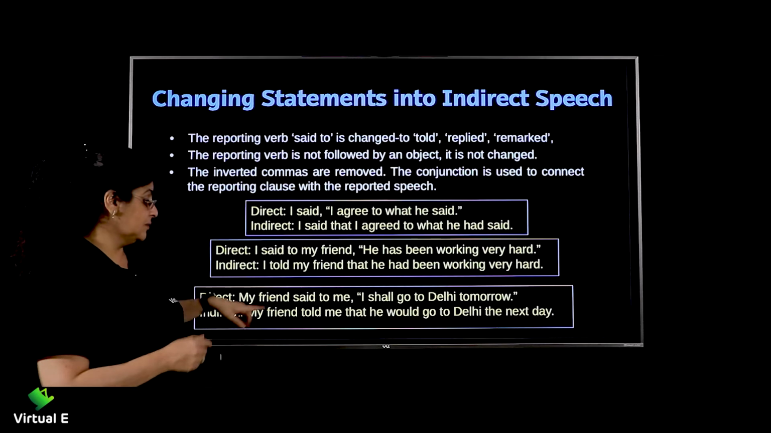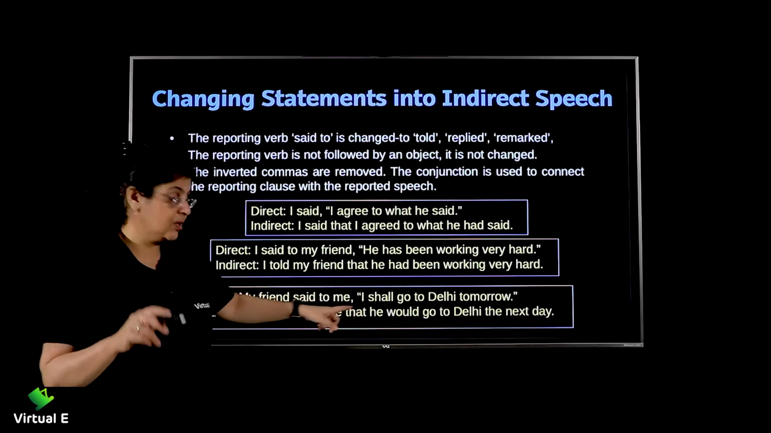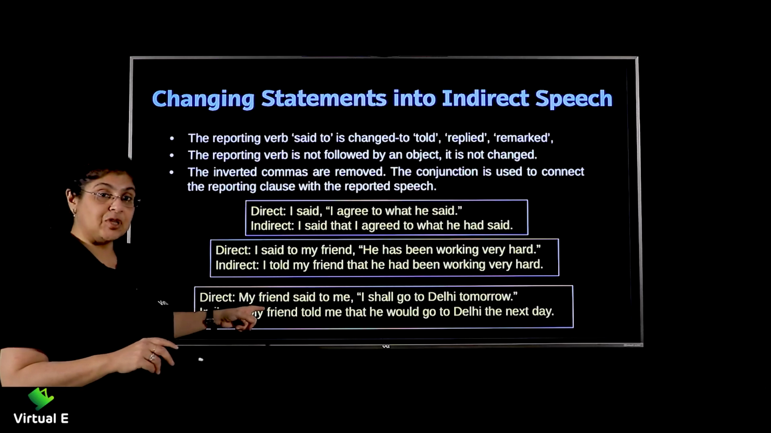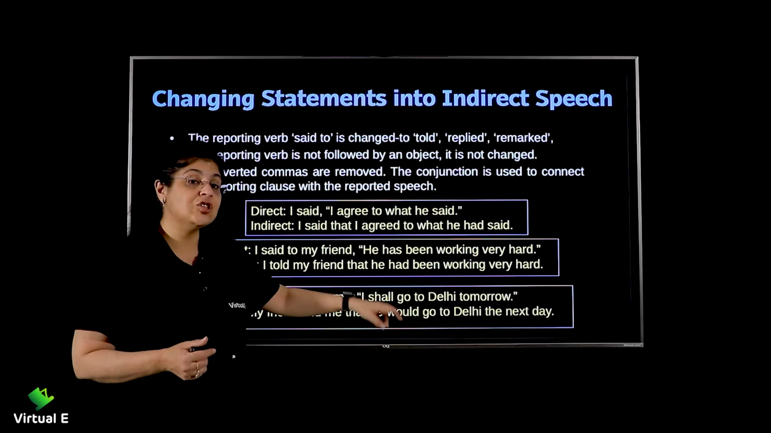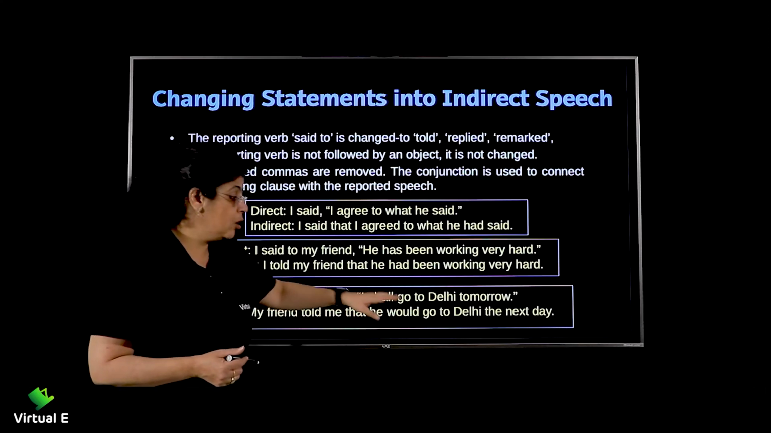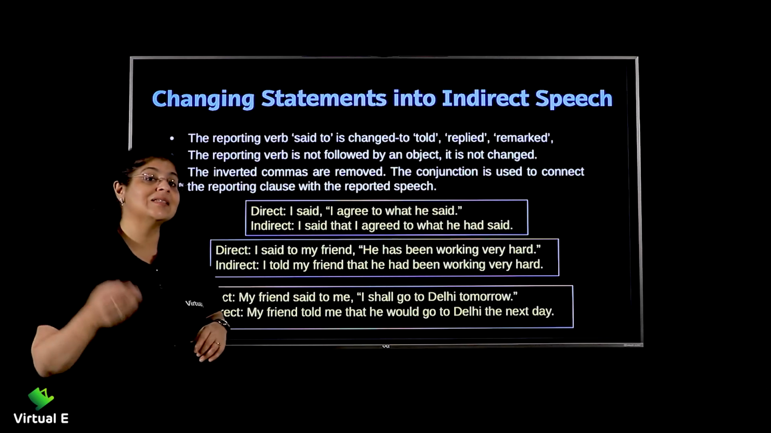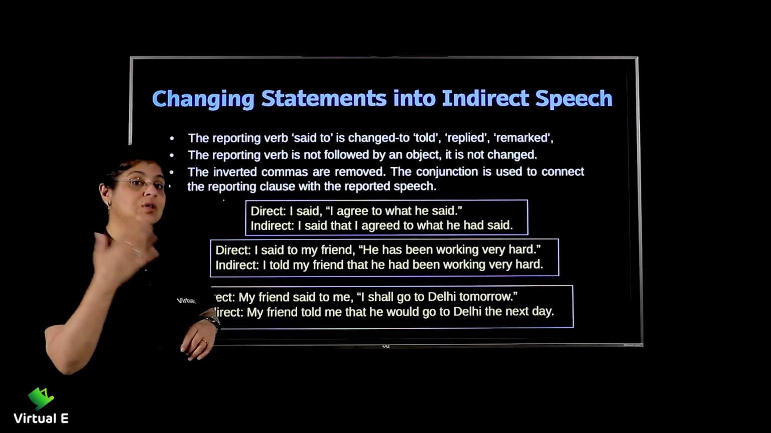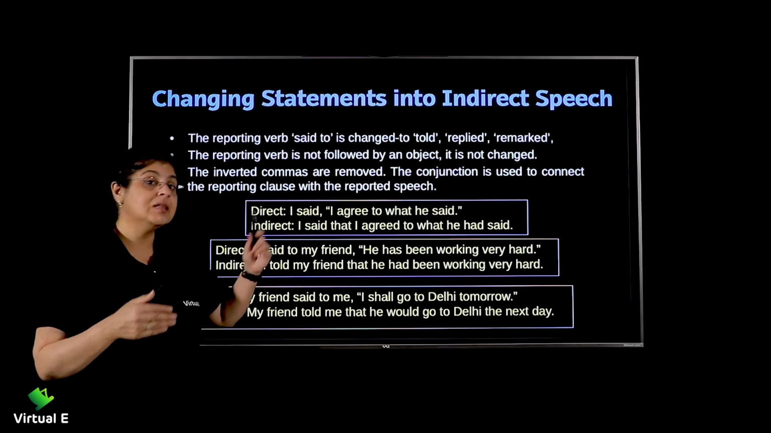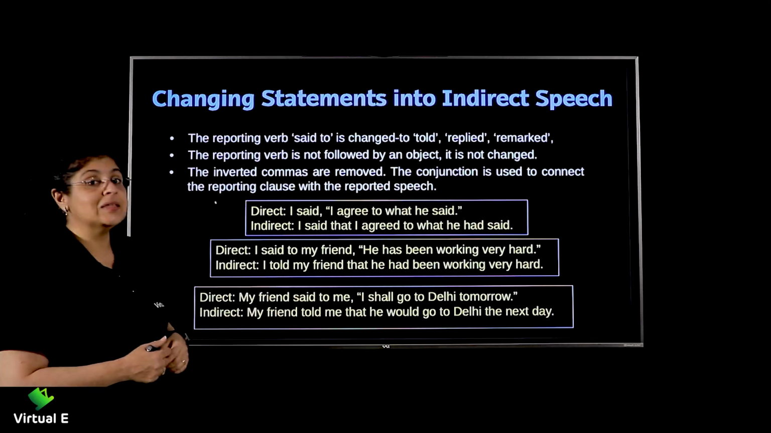Now, my friend, this is the subject. So, I will change to he, change of pronouns. I depends on the subject. So, it's my friend, that is, he. "Shall" changes to "would" go to Delhi. Tomorrow changes to the next day. You remember those times? Today, then; tomorrow, the next day; yesterday, the previous day. So, likewise, tomorrow will become the next day.